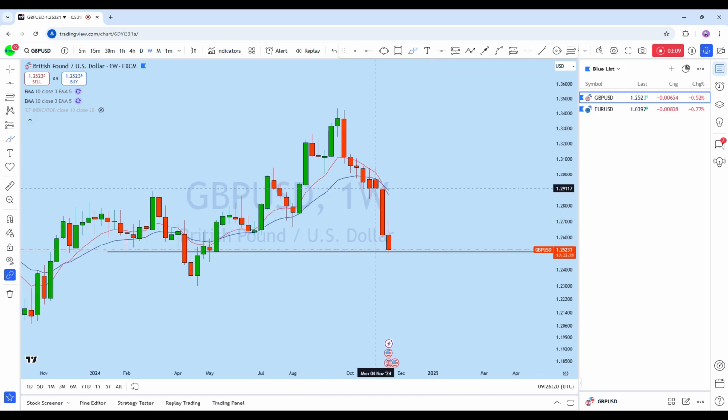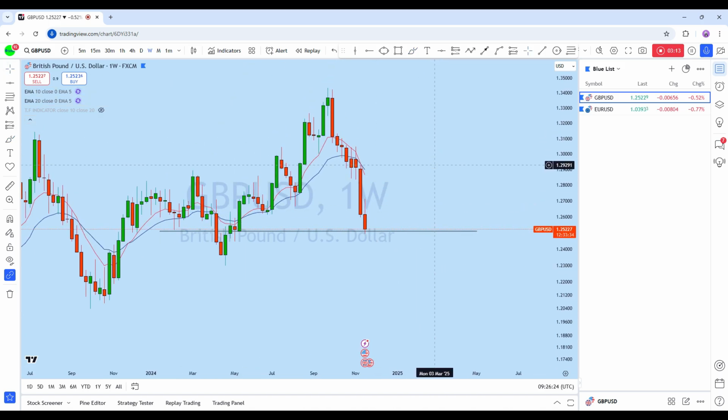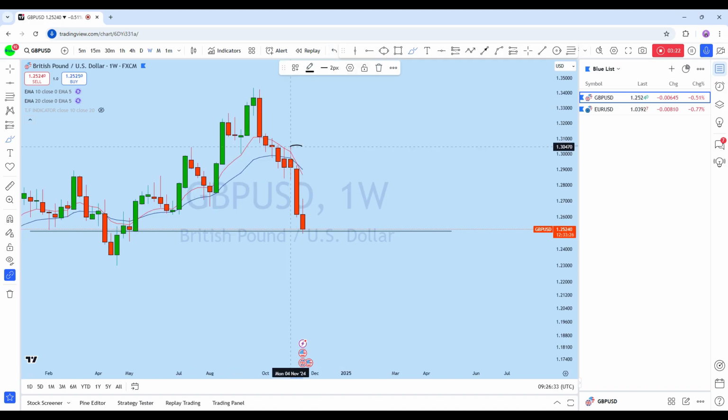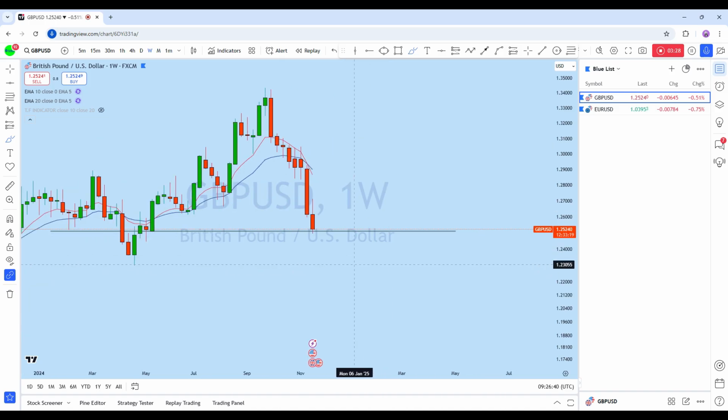Now if we look at the weekly chart on GBPUSD, we can see that from the weekly this is bearish price action. We have seen from here a massive drop followed by this pullback, and we can see the market is dropping again. We can see there is a weekly bearish engulfer.